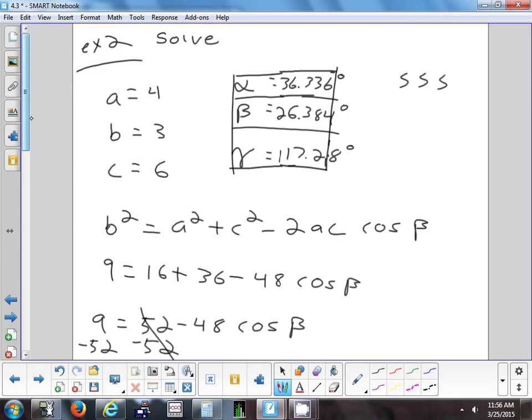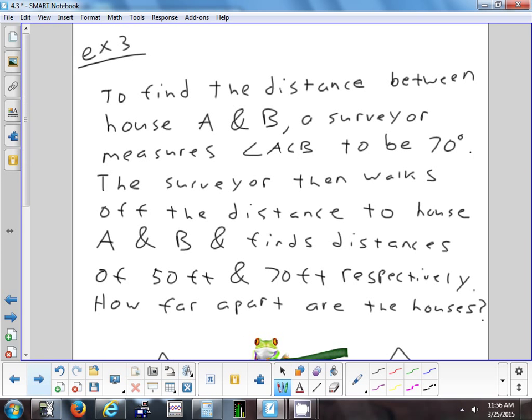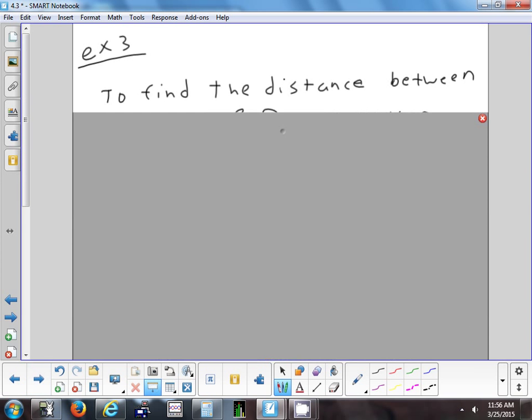All right. So there's an example of side, side, side. All right, so yeah, our last one is our frog. We'll talk about the frog. The last one will be a word problem, okay, which basically means if you can somehow just make a diagram and get a triangle, you're good to go. Okay.